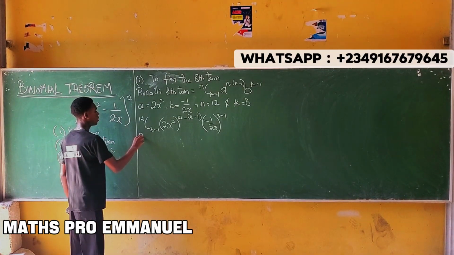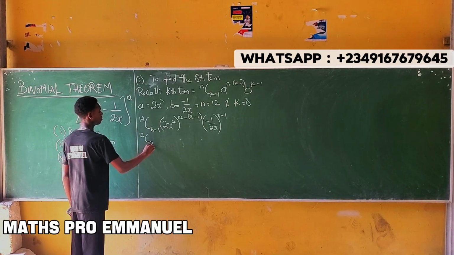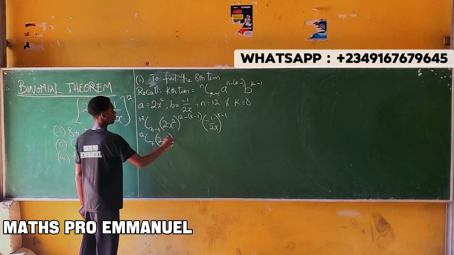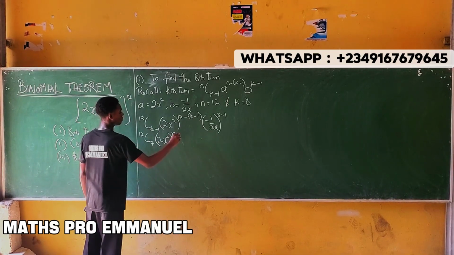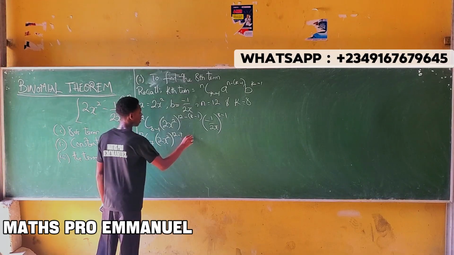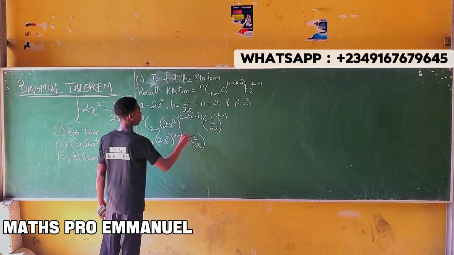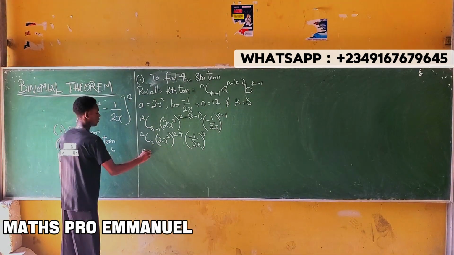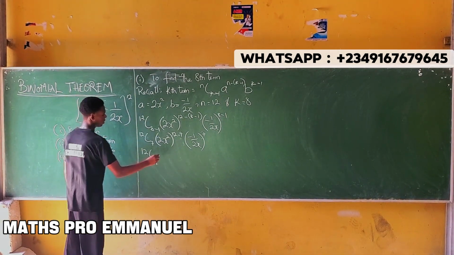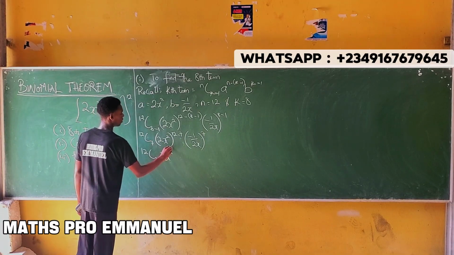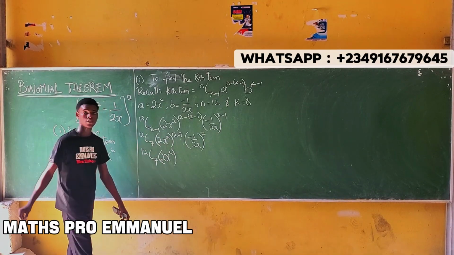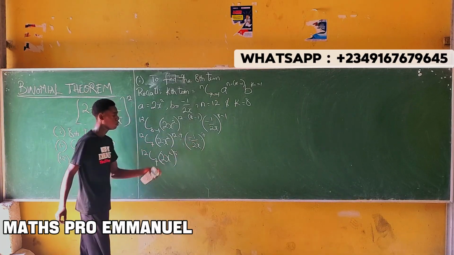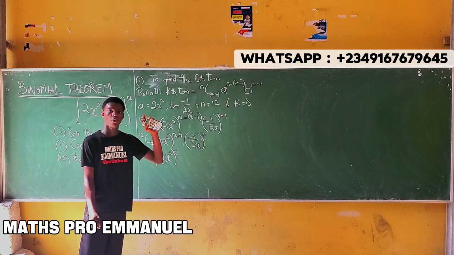So I'll have 12 combination 7, then (2x²) raised to the power of 12 minus (8 minus 1), which is 7, so 12 minus 7. Then (−1/2x) raised to the power of 8 minus 1, which is also 7. So I'll have 12 combination 7, then (2x²) raised to the power of 12 minus 7, which is 5, and then (−1/2x) raised to the power of 7.